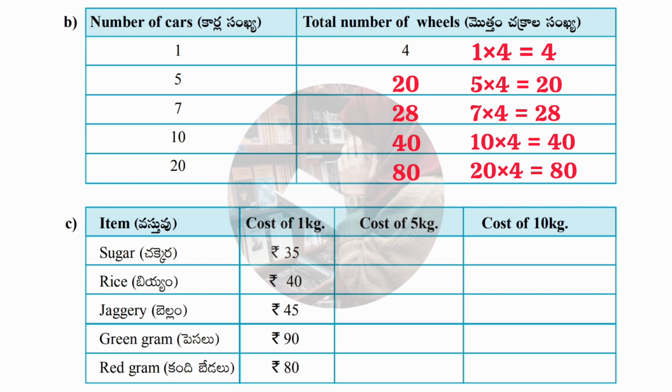Next, for 10 cars we have 10 times 4 is 40 wheels. Then for 20 cars we have 80 wheels. So 80 is your answer. Got it guys? Understood? Okay.